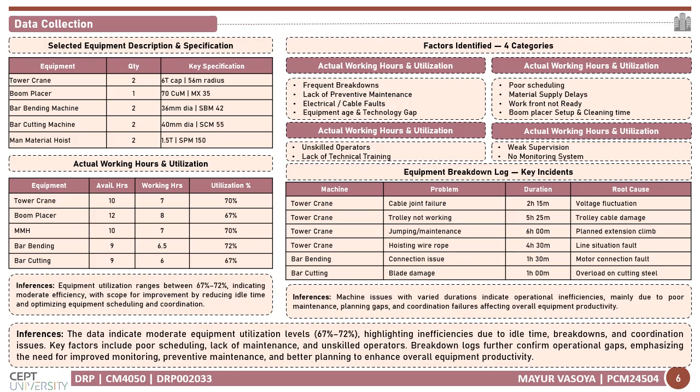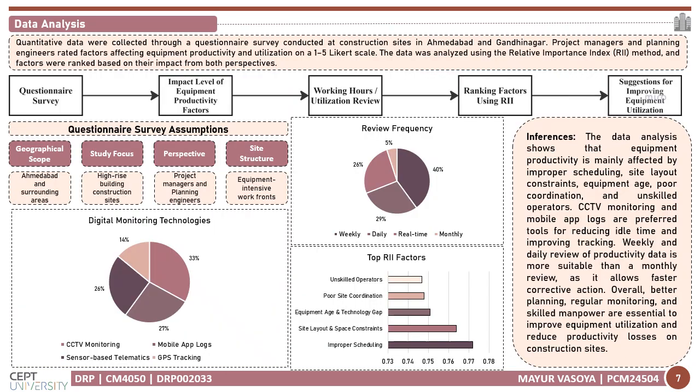And the inference is that the equipment utilization is moderate, but there is a clear scope for improvement. Better scheduling, preventive maintenance, and coordination between operator and site team can help reduce idle time and increase productivity. After studying actual working hours and breakdown data, the next step is to analyze the survey responses and understand which factors are considered most critical by construction professionals. So now let's move on to the next slide.